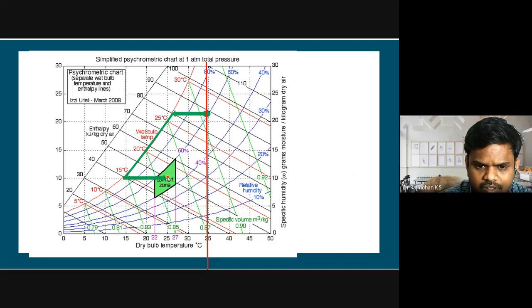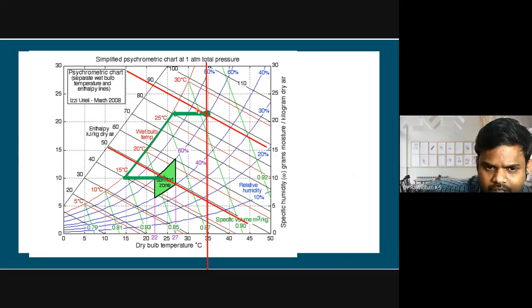Then we have to heat it again, because cooling is mentioned, and heating is also involved to bring it to comfort zone. So how can we determine the parameters? We have to draw the line along the enthalpy lines. So from the comfort zone and that point, h1 and h2 can be determined.